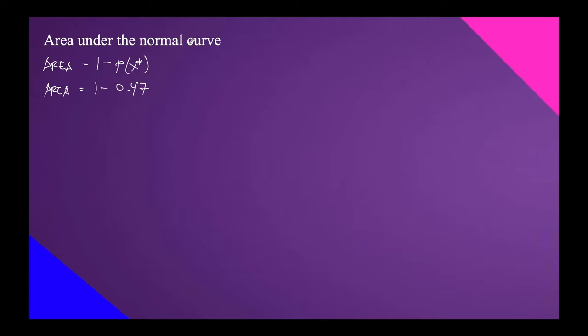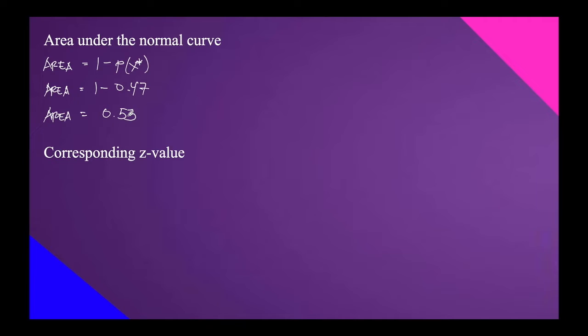Bakit po 1? Dahil ito yung kabuuan ng normal distribution. Approximately 100%, pero hindi siya exact 100. Dahil nga, ang property ng normal distribution is asymptotic. No, hindi siya closed talaga, hindi closed yung dulo, yung magkabilang dulo ng ating tail. Okay? So, value for the area, 1 minus 0.47, so this is 0.53.